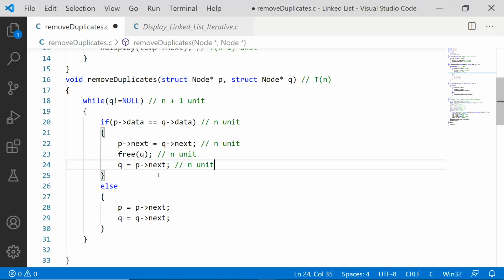Then for the two lines that we have in the else part, we will also take n unit for this, and here also it is going to be n unit. So what is the total time that can be taken at maximum? We're not compromising it with anything, so we're just checking how much is the total time that can be taken at maximum.